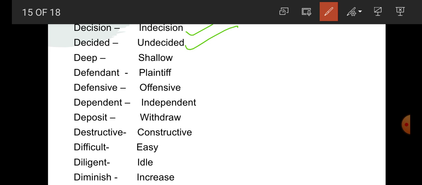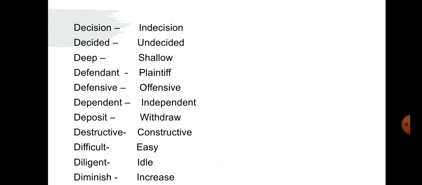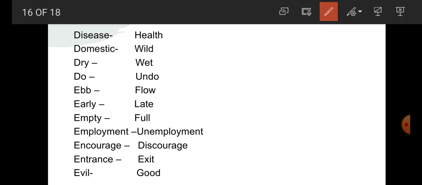Deep, shallow. Defendant, plaintiff. Defensive, offensive. Dependent, independent. Deposit, withdraw. Destructive, constructive. Difficult, easy. Diligent, idle. Diminish, increase. Now next one, students. Disease, health.